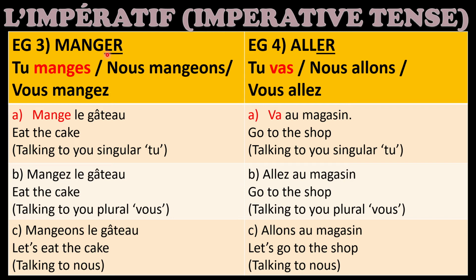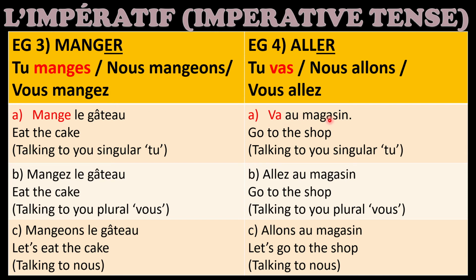Right? The difference is that with the ER verbs we talk about the regular family: manger, parler, habiter. But there is basically just the one ER verb which is the exception, the irregular verb, which is aller. So aller also follows that rule. In the present tense it is tu vas. So in the imperative, since it's ending with ER, in the tu form we drop the last S, we make it va. Okay, va au magasin.